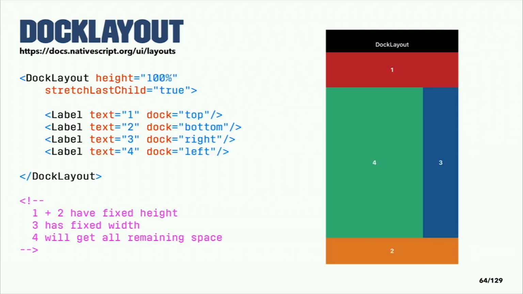So I got two examples just to explain a little bit about it. This is the dock layout. And as you can see, 1 and 2 have a fixed height. Number 3 has a fixed width. And because I put number 4 on the bottom and said dock is left, and set stretch last child, that means use all available space for that one.